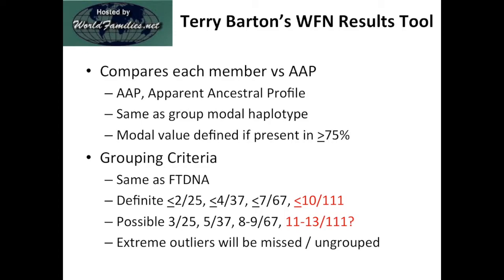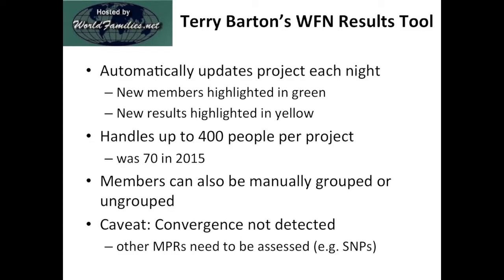But the great thing about Terry Barton's World Families Net results tool is that it automatically updates every night. And new members are then highlighted the next morning in green. New results are highlighted in yellow. It handles up to 400 people per project. This was only about 70 people per project in 2015, but this has gone up to 400 people per project now. Members can also manually either group people or ungroup people following the automatic update.